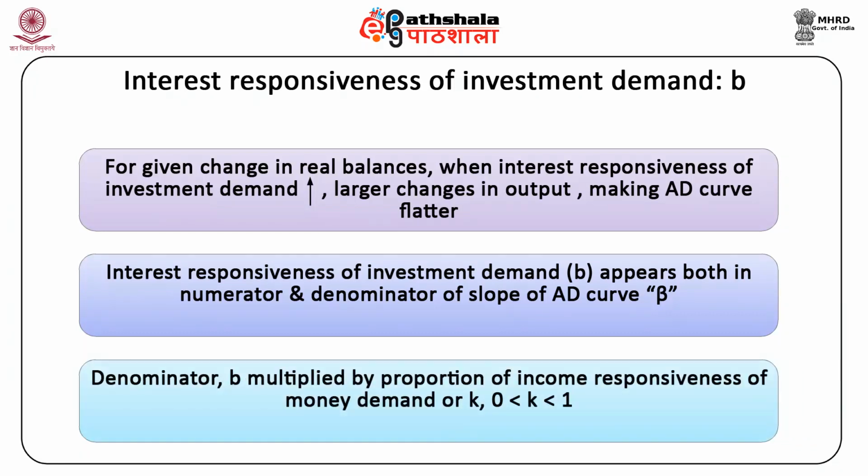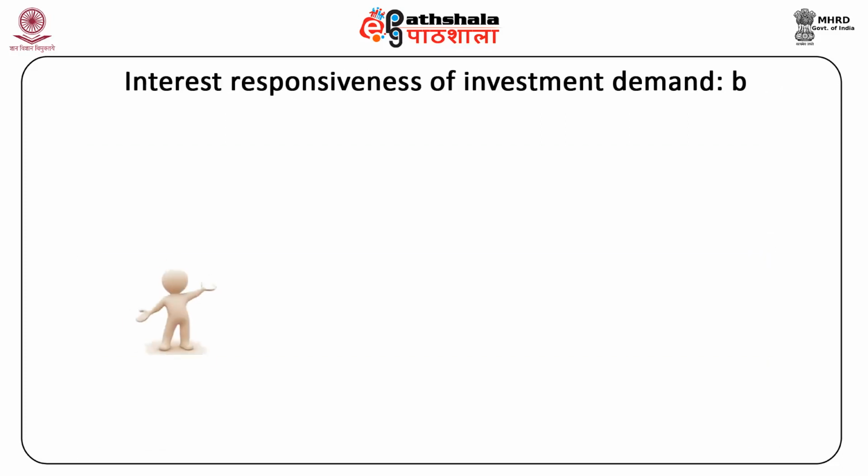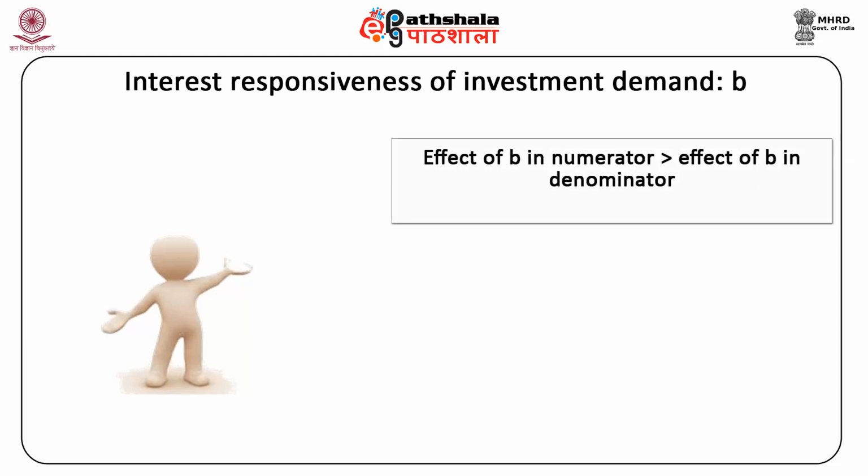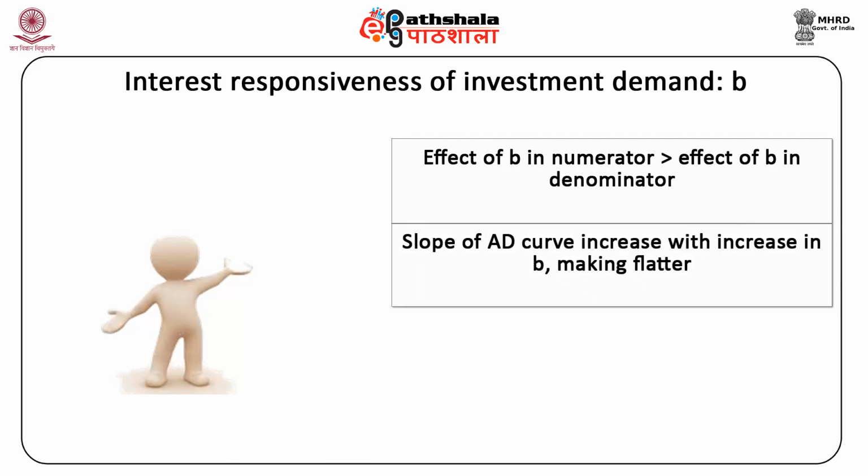However, in the denominator, B is multiplied by the proportion of income responsiveness of money demand or K, where 0 is less than K is less than 1. This implies that the effect of B in the numerator is greater than the effect of B in the denominator. Thus, the slope of aggregate demand curve will increase with the increase in B, making it flatter.